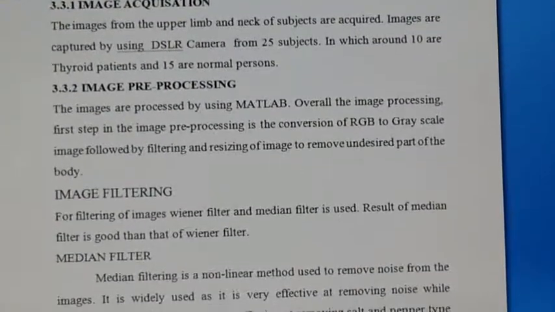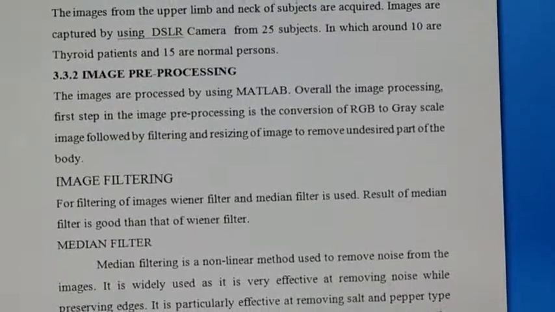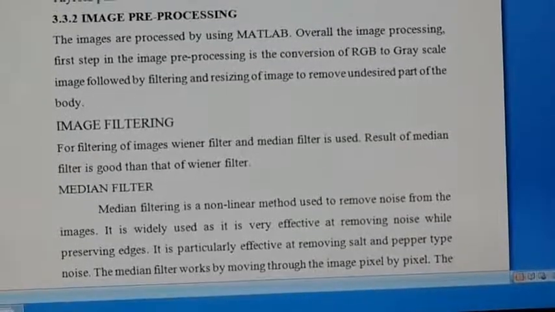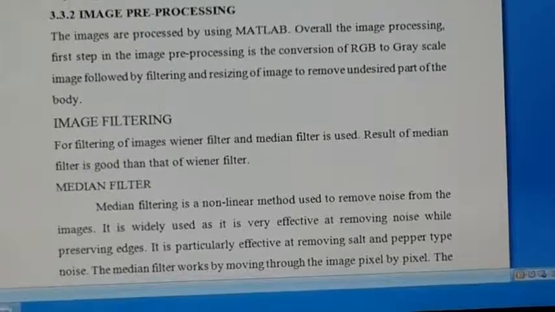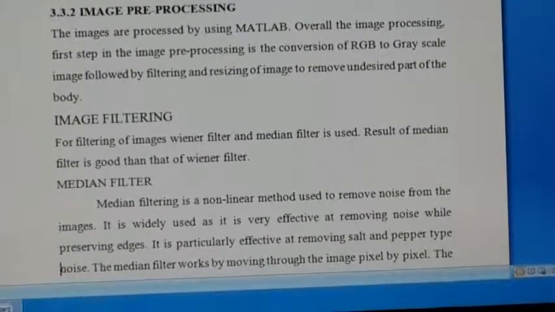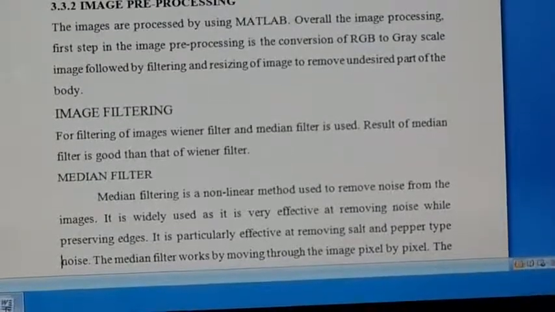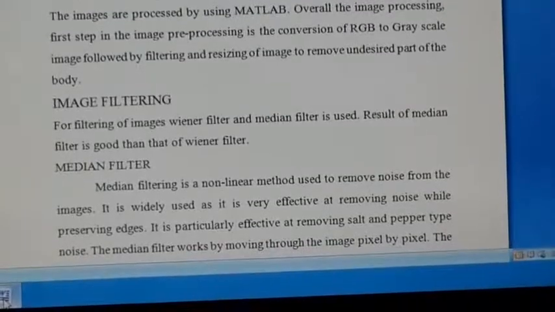Image filtering. For filtering of images, Wiener filter or median filter is used. The result of the median filter is better than that of the Wiener filter. Median filter. The median filter is a nonlinear method used to remove noise from images. It is widely used as it is very effective at removing noise while preserving edges. It is particularly effective at removing salt and pepper type of noise.